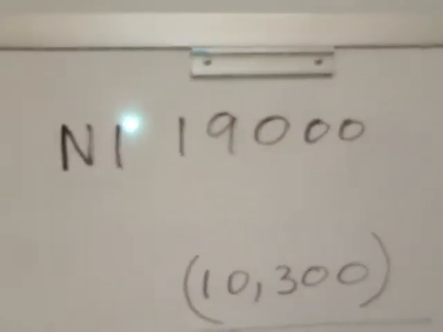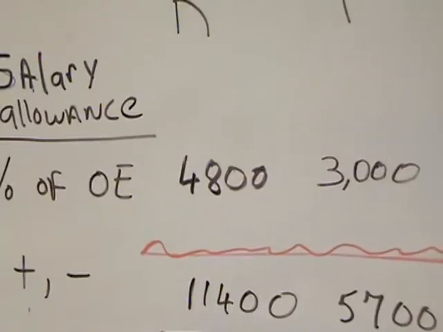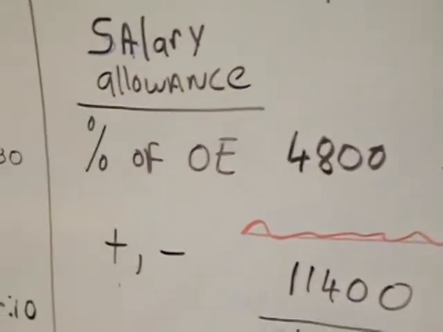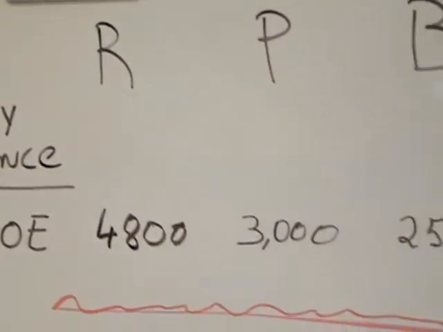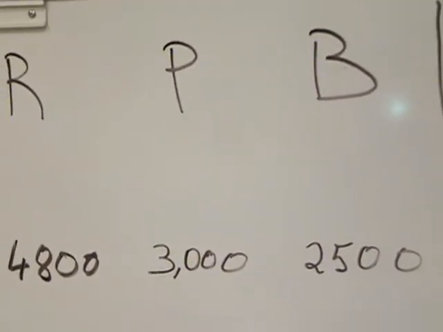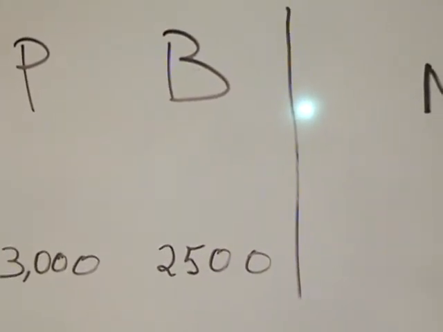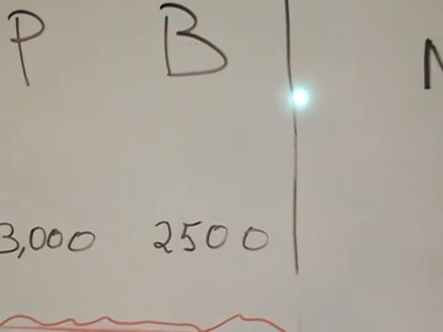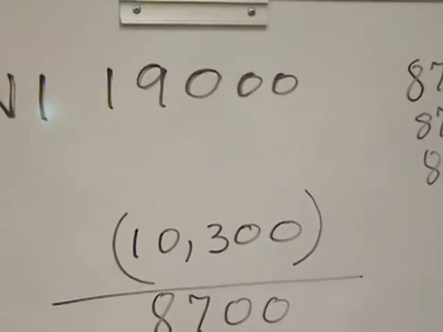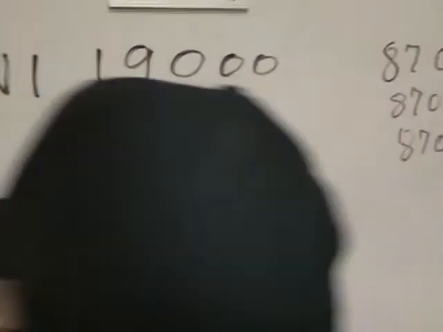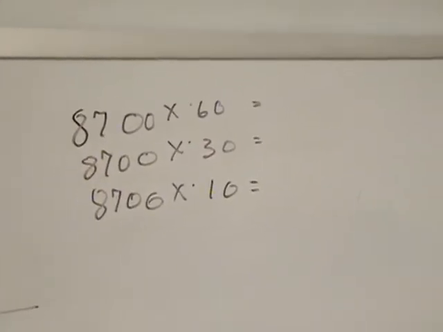You see, because it was 19,000, what did we do? We added 4,800, which is 10% of owner's equity for R, and then we added 3,000, which is 10% of owner's equity for P. And then B, 25,000 owner's equity times 0.10 is 2,500. We add them together, it equals 10,300. That's subtracted from 19,000. Now, what's 8,700 times 0.6?